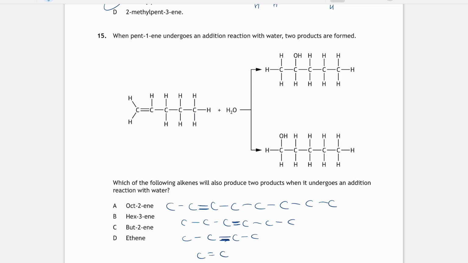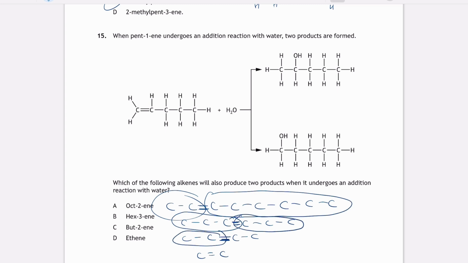So when I say look for symmetry, you want to see how many carbons are on each side of the double bond. If it's symmetrical, so there's the same number of carbons on each side of the double bond, you will only ever make 1 product in the addition reaction.